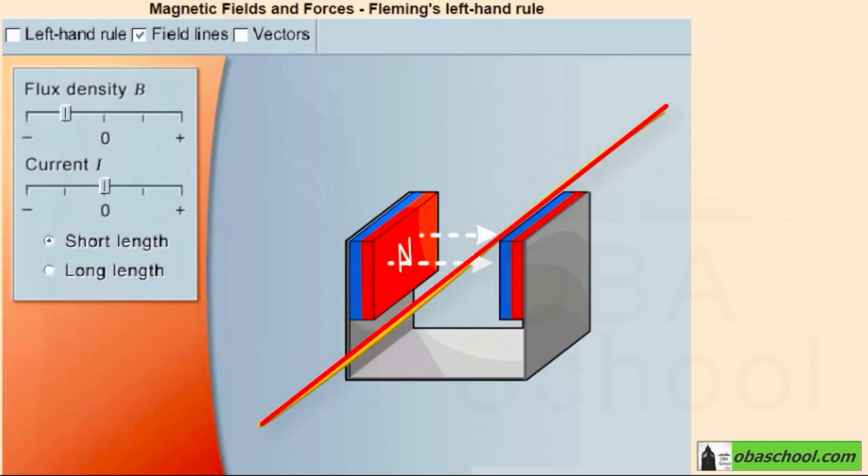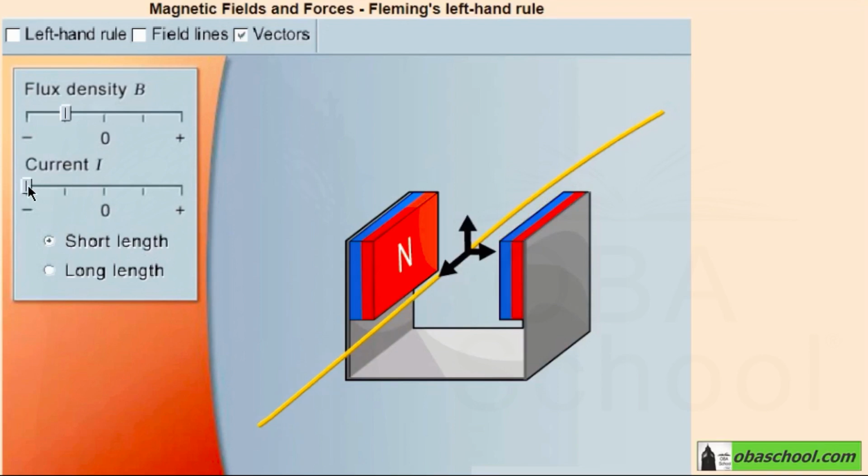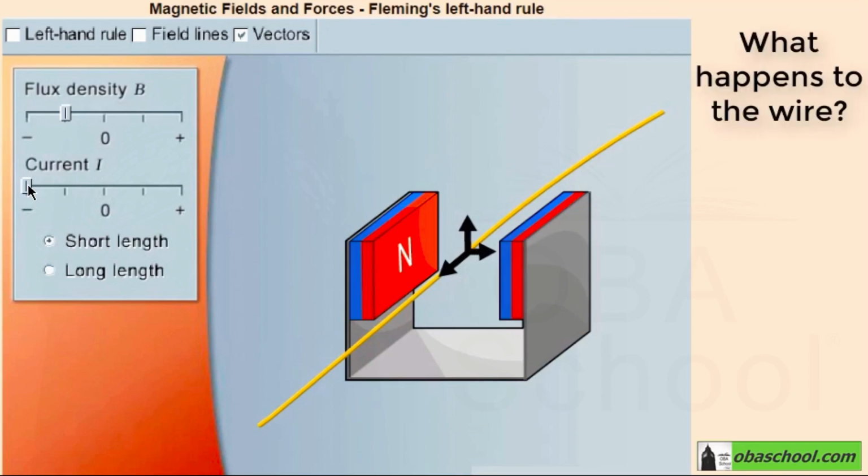Let's deselect field lines to remove the lines of force and select vectors to show the flux density of a single vector arrow. Let's drag the current slider to the far left to allow the current to flow in the wire in a direction towards you. What happens to the wire?